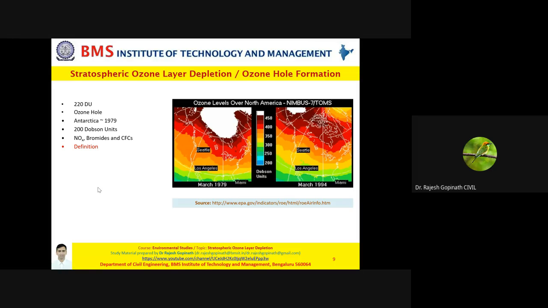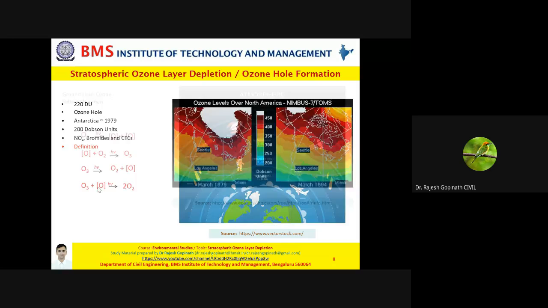So friends, if I had to define ozone hole formation or ozone layer depletion, this is how I would put it across. Ozone hole formation or ozone layer depletion can be defined as, first, the destruction of stratospheric ozone by ozone depleting substances such as bromides, NOx and CFCs. And second, I will repeat, the disruption of the equilibrium which exists in the Chapman's reactions.